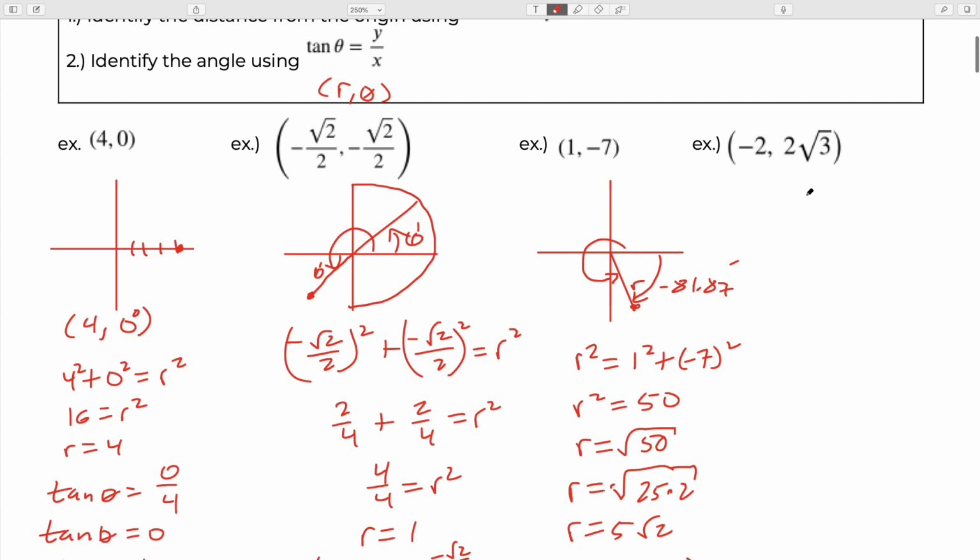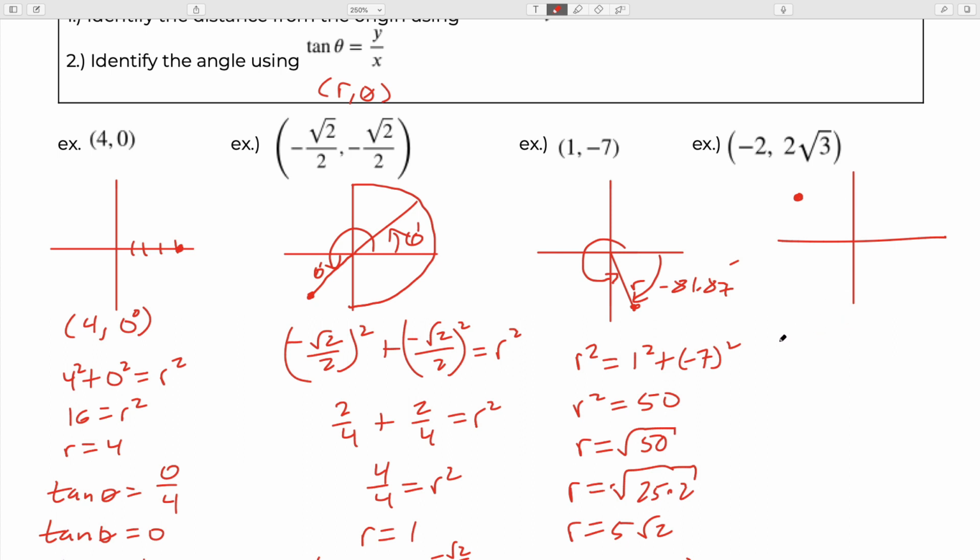So in this example, again, let's go ahead and plot it. Okay, so this one is negative, positive, so that's going to be somewhere here in the second quadrant. That's an issue, right? Because it's not going to fall within here and here. So therefore, what we're going to do here is let's go ahead and do them.